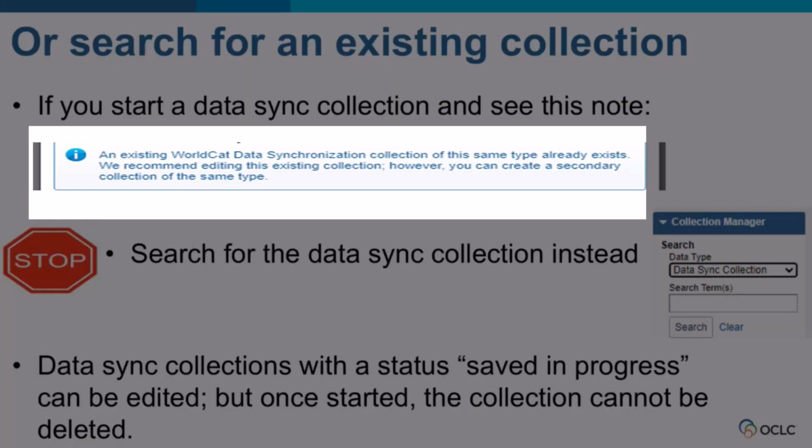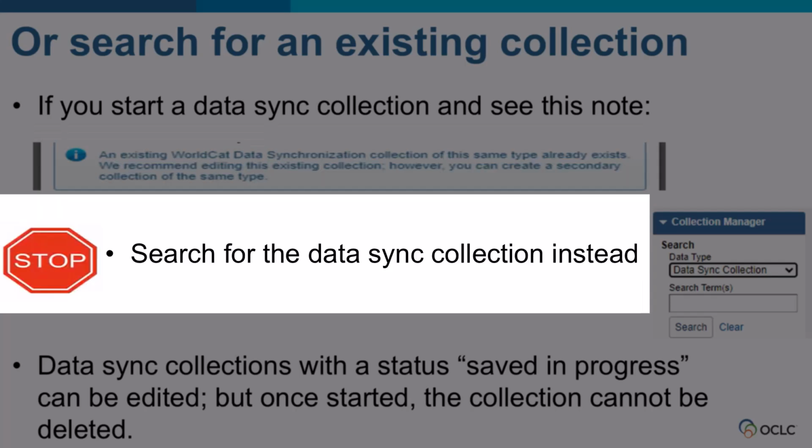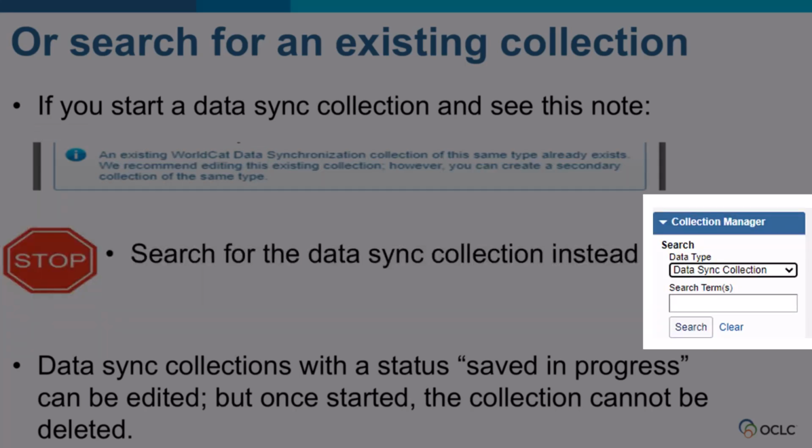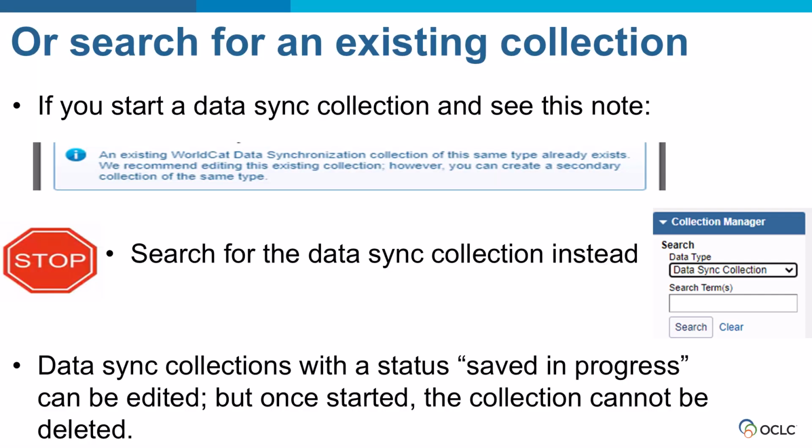If you select a data type and a message appears about an existing collection, search for that existing collection before creating a new collection. To search, under Collection Manager, choose Data Sync Collection, leave the search terms blank, and click the Search button. If possible, use the existing collection. If you do not see this message, click Create to view the Data Sync Collection panels.